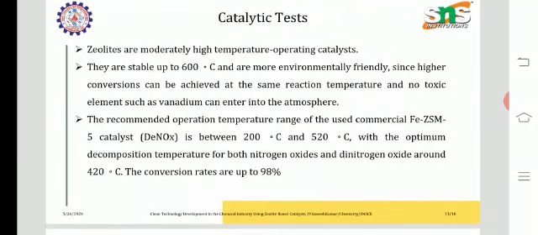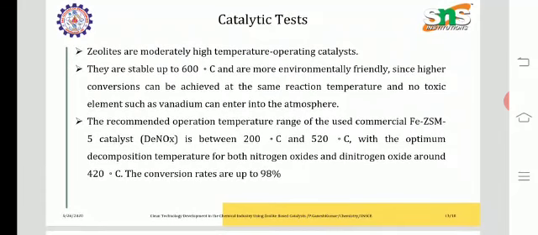So zeolites are moderately good, used particularly at high temperatures. So above 230, the vanadium pentoxides are not able to be used, but zeolites can moderately work at high temperatures, that is, high temperature operating catalysts. They are stable up to 600 degrees Celsius and are more environmentally friendly since higher conversion can be achieved at the same reaction temperature, and no toxic elements such as vanadium can enter into the atmosphere.